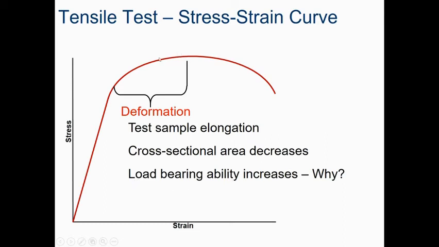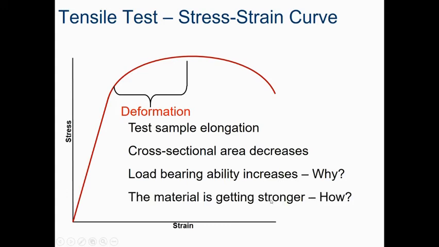Well, let's think about that. If I have a load that's being applied right here and a smaller cross-section, remembering that stress is load over area, well, if I have a bigger load in a smaller area, I should expect that my stress is going to actually increase quite a bit. And so my load-bearing ability increases because my cross-section decreases.